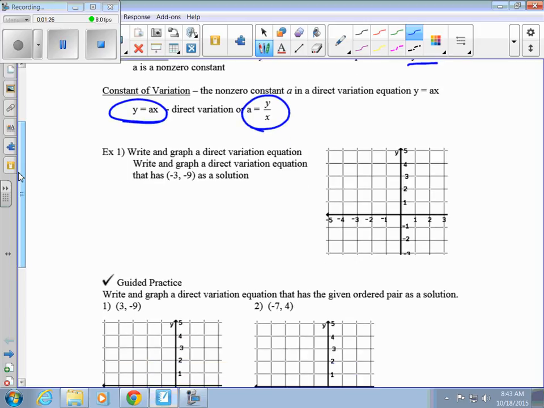So in example 1, we want to write and graph a direct variation equation. Write and graph a direct variation equation that has -3, -9 as a solution. So we're going to say this is 0, 0. Here's the origin. So -1, -1. And we're going to go to -3, -9.